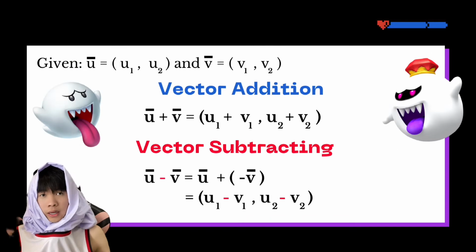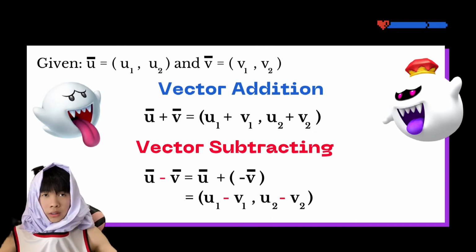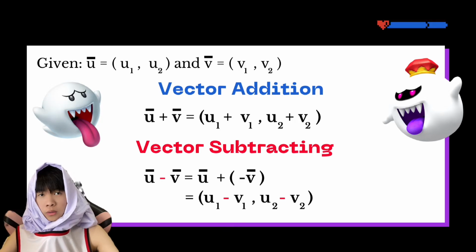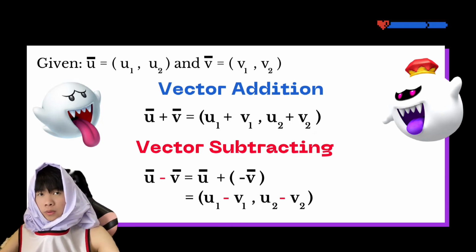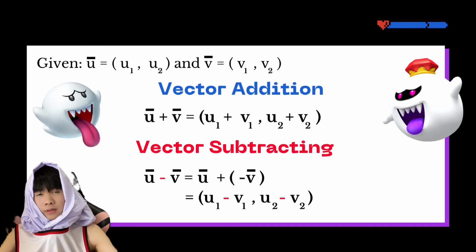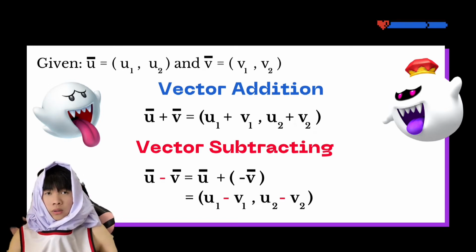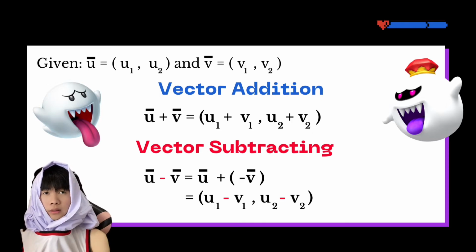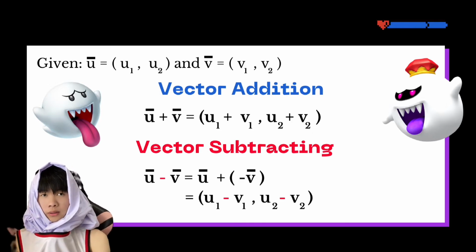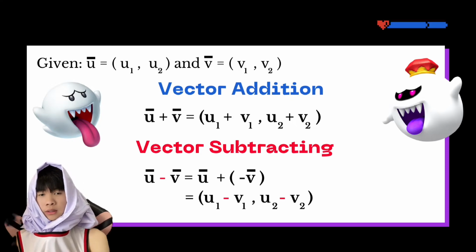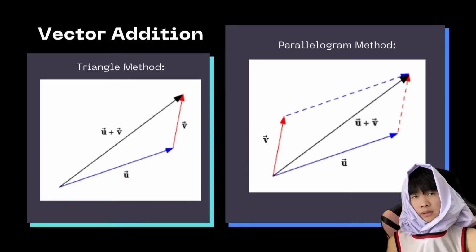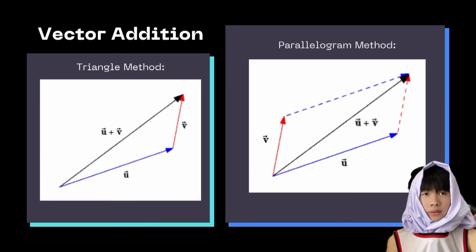For vector addition and subtraction, given that the vector u has components u1 and u2, and the vector v has components v1 and v2. For vector addition, u plus v, you can simply add the coordinates: u1 plus v1 and u2 plus v2. For vector subtraction, you just change the plus to minus and use the same property of subtraction. To find the sum and difference of vectors, it doesn't matter which of these two laws you use.